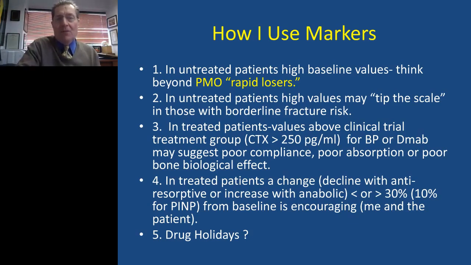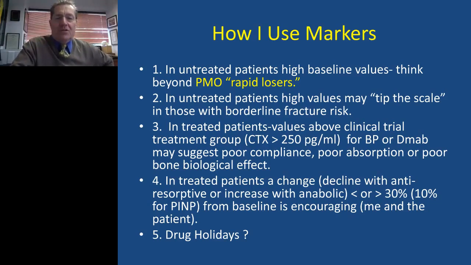People that have high markers will approximately double their fracture risk above and beyond what's calculated by FRAX alone. And I use that value of a high marker in those borderline cases where I'm trying to decide whether or not they have a high risk.